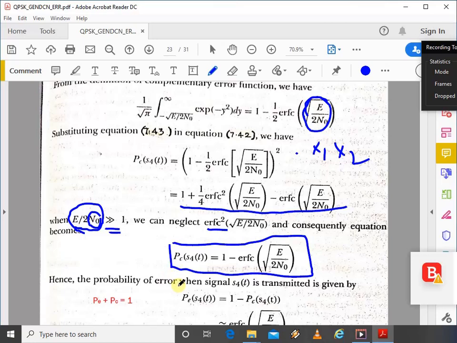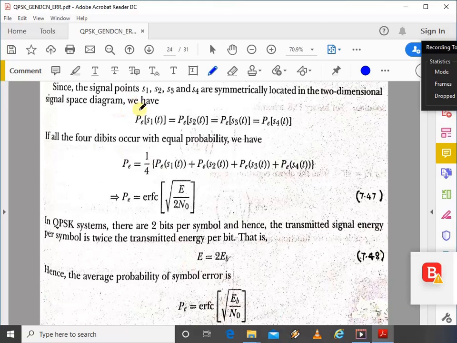Hence, once you know the probability of correct reception, one can calculate the probability of error of dibit S4 of t. So it is 1 minus that, you will get ERFC of square root of E by N naught. So if you do 1 minus PC, what will you get here? ERFC of E by 2 N naught. This is the probability of error of dibit S4 of t.